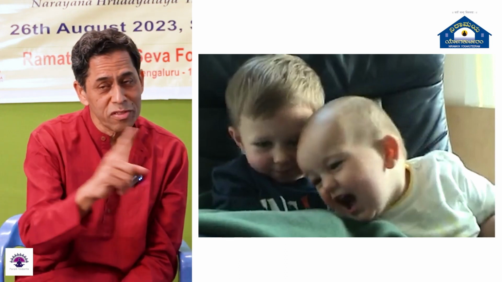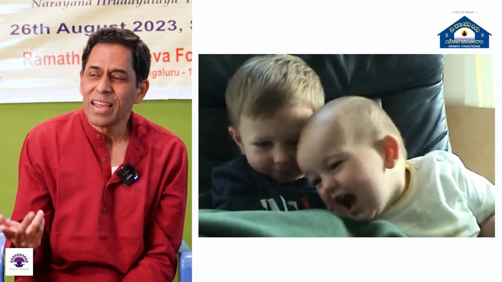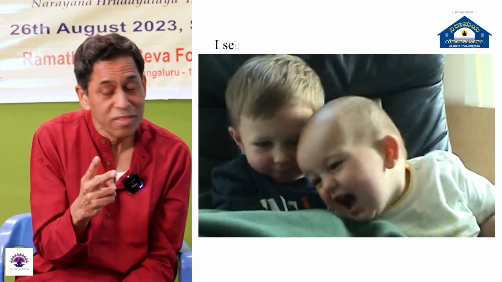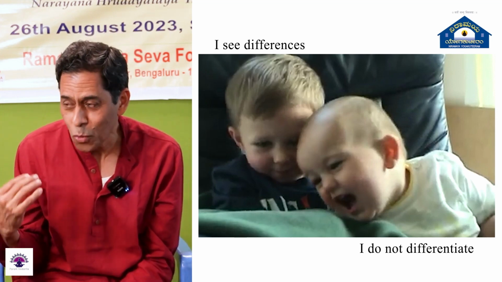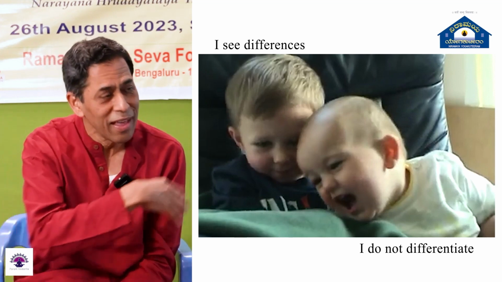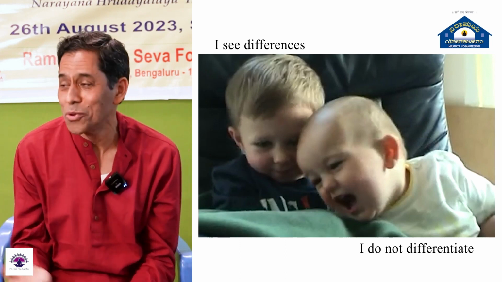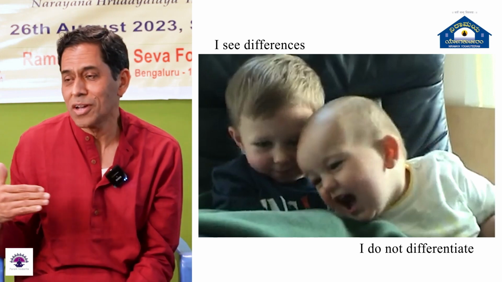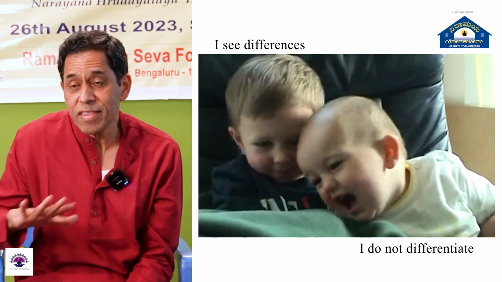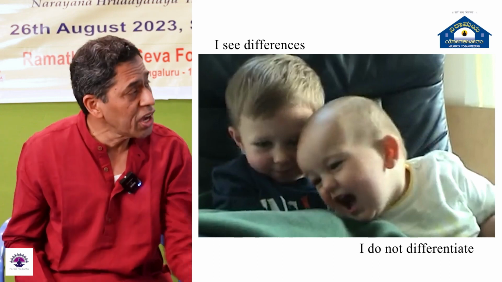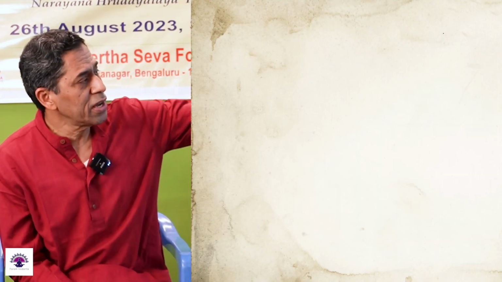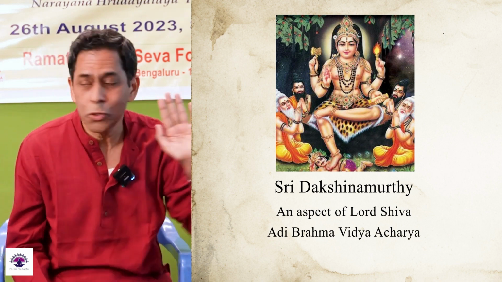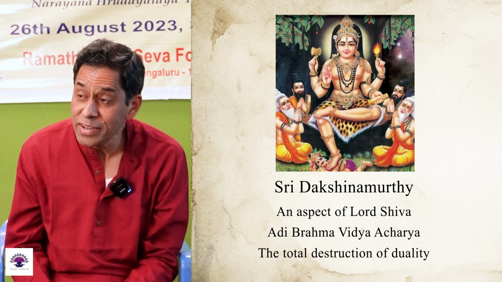Although there are no differences between the two brothers, one is hurt, the other is hurting. He did not hit him because I see differences, but I do not differentiate. Once you get this jnanam, you will see: I see differences, but I do not differentiate. Now, this is the knowledge that Sri Dakshinamurthy would like to give you. This is the destruction of duality. Dakshinamurthy is an aspect of Shiva, Adi Brahma Vidya. He brings about a total destruction of duality. How?